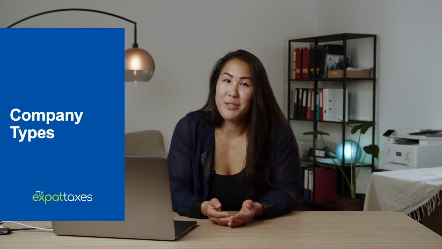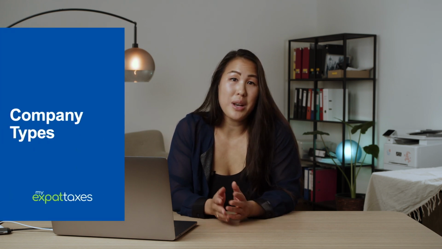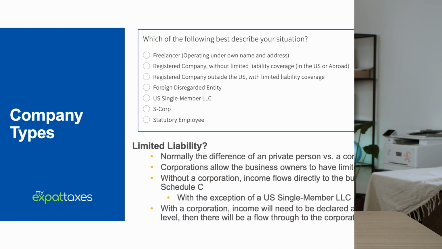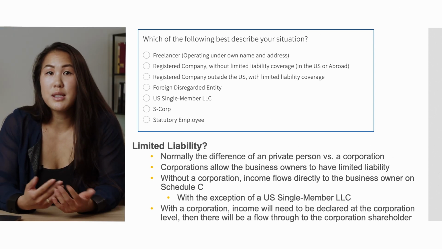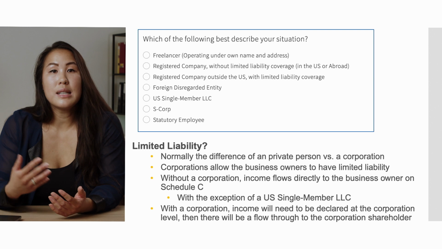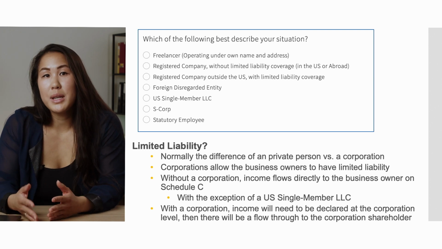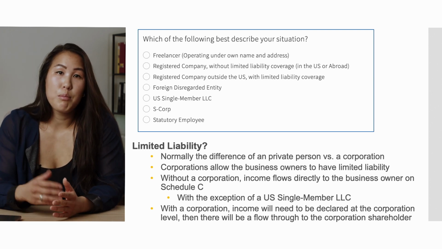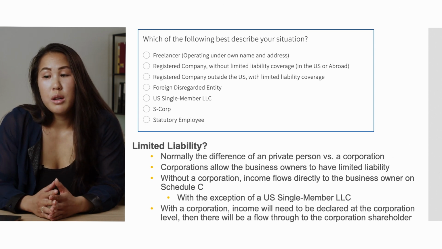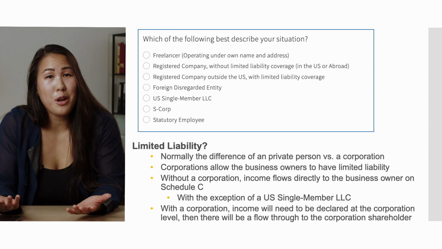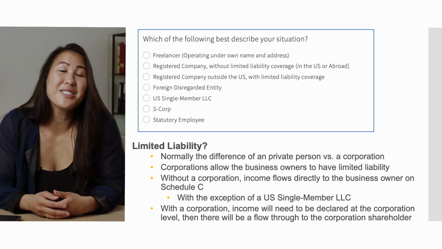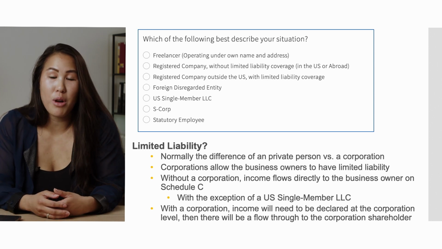So, different company types. There's a lot of different company setups that you can have as a self-employed person. You could be a freelancer. You could be someone that has a registered company without limited liability. You could be someone that decides that you want to set up a separate entity that has limited liability so you're protected from the business. You could be a foreign disregarded entity, a US single member LLC. I'll stop naming them. You can see it on the screen, but there's a lot of different business structures.